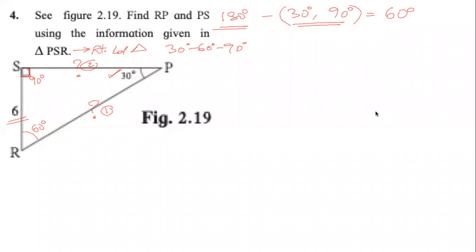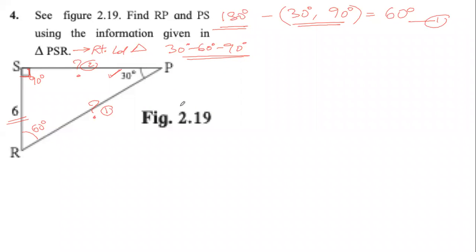So actually this question has 3 steps. The first step is to find the value of angle R, and we have found it to be 60 degrees. This is step number 1. Here we had to use that the sum of the 3 angles of a triangle is 180 degrees. This property we had to use. Once we have found it, we now know that this is a 30, 60, 90 triangle.